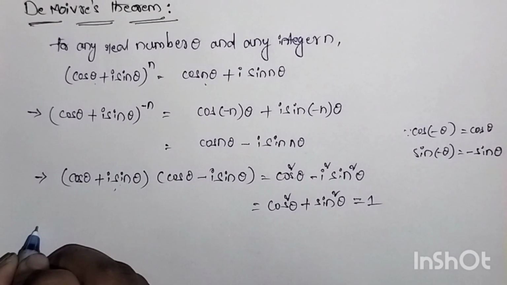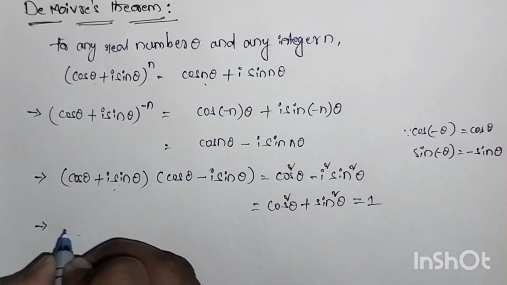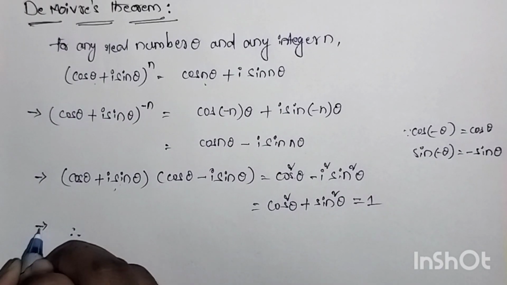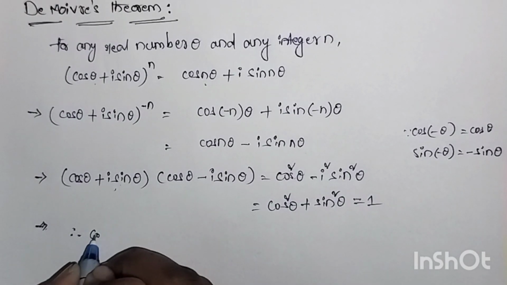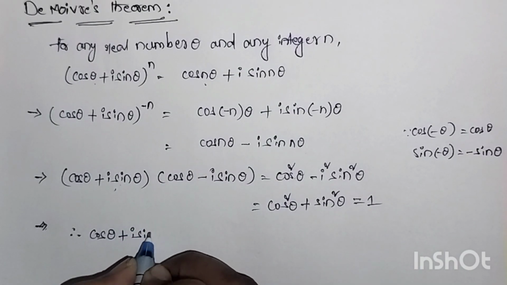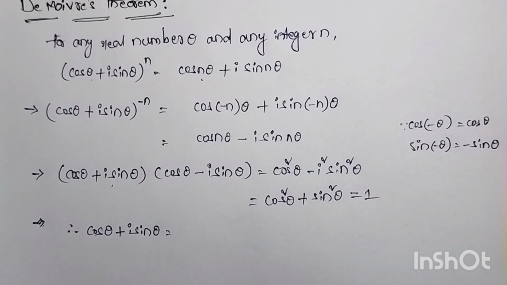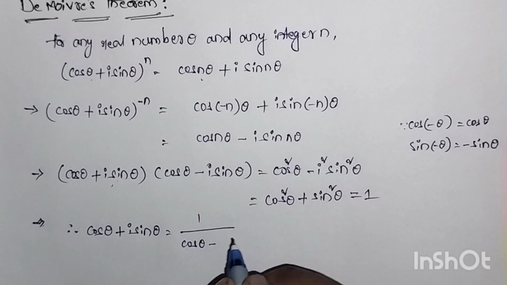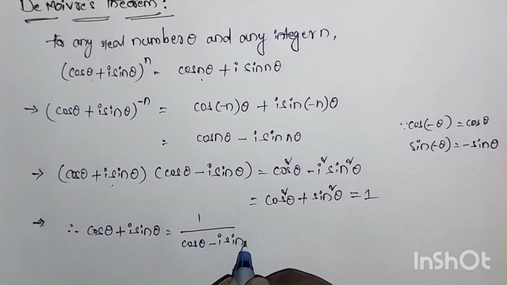Next formula. Therefore cos theta plus i sin theta is equal to, writing the reciprocal, 1 by cos theta minus i sin theta.